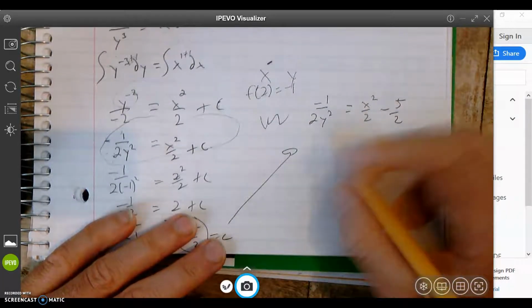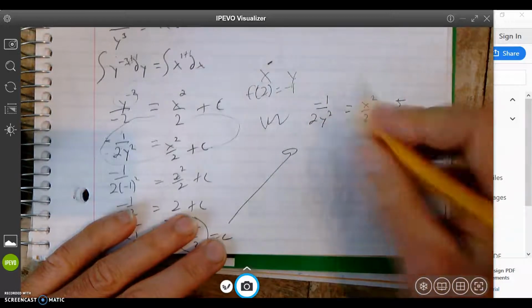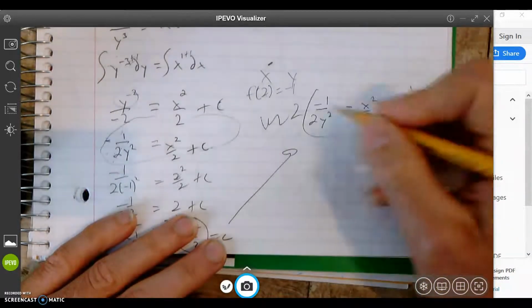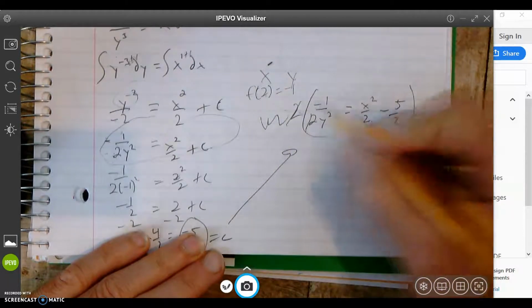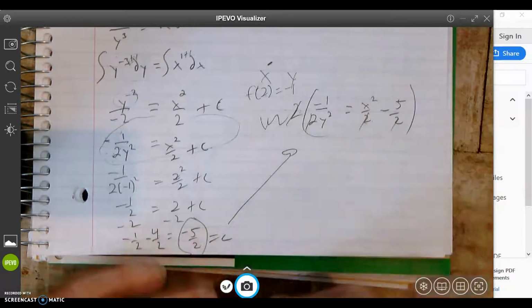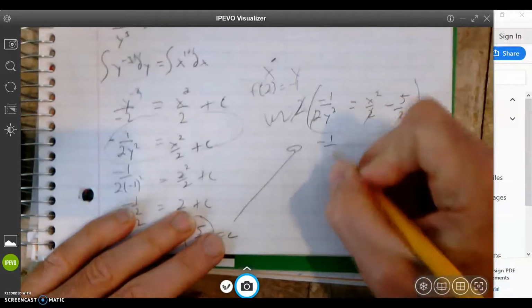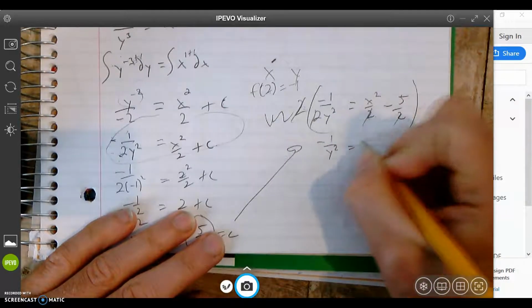Solve for y. So one of the things, see this 2 on every denominator? So if I multiply this whole thing by 2, I'm going to go 2 divided by 2 is 1, and then 2 divided by 2 is 1, and then 2 divided by 2 is 1. So I just eliminate all the 2's that way.